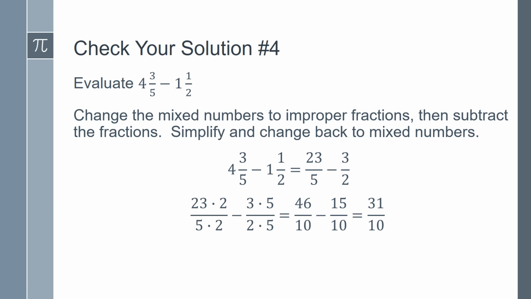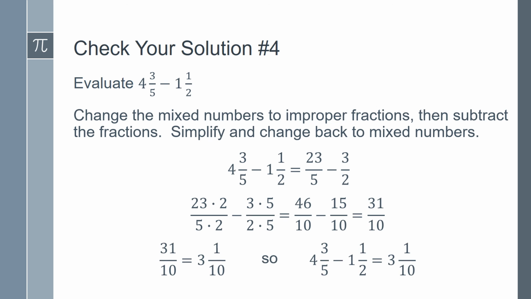So we'll change 23/5 into tenths by multiplying the numerator and denominator by 2, and we will change 3/2 into tenths by multiplying the numerator and denominator by 5. This gives us 46 tenths minus 15 tenths, for a total of 31 tenths.